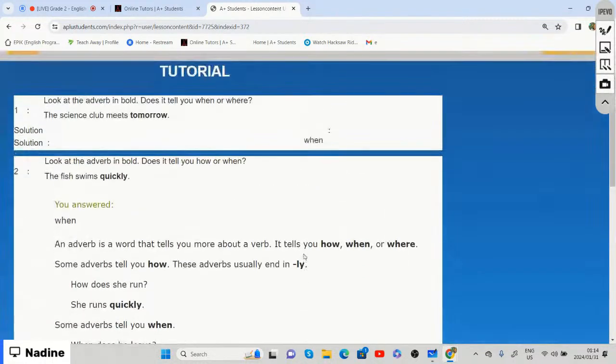Now it says, look at the adverb in bold. Does it tell you when or where? We're going to have to say whether it tells you when or where. The science club meets tomorrow.